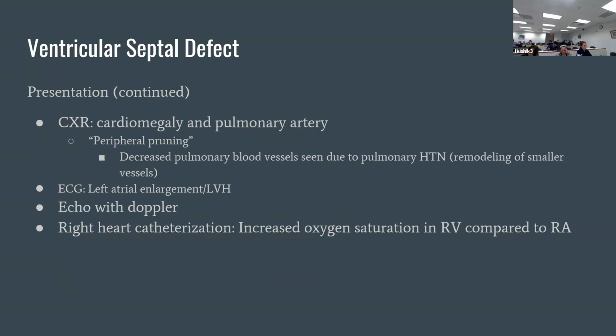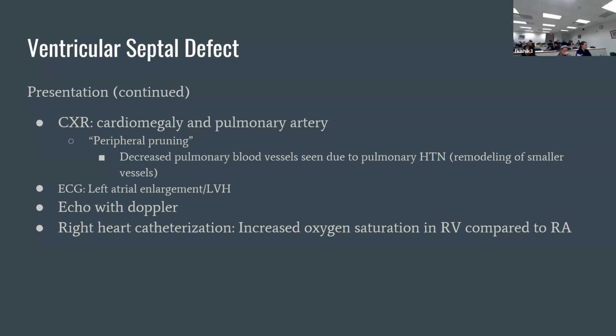How is this going to present? Cardiomegaly on a chest x-ray with an enlarged pulmonary artery. Peripheral pruning. This is when there are decreased pulmonary blood vessels seen due to pulmonary hypertension. So the pulmonary vasculature starts to remodel the smaller vessels because of these changes. The EKG, we may see LVH and left atrial enlargement.